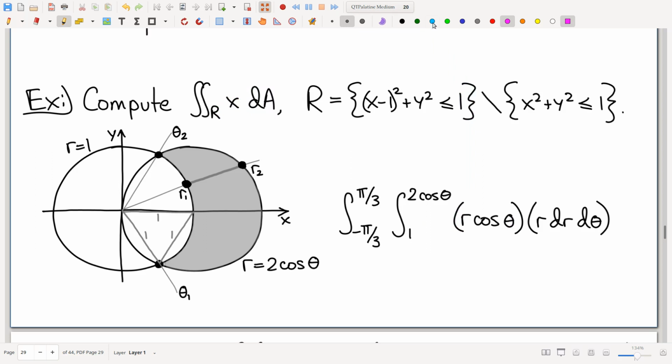And let's think about the lowest value of theta. The lowest value of theta, well, here's my theta slices. My theta slices look kind of like this, etc.